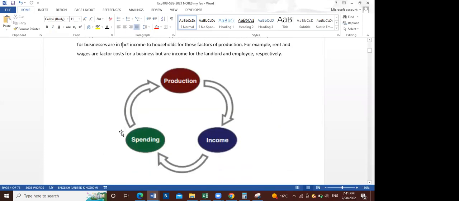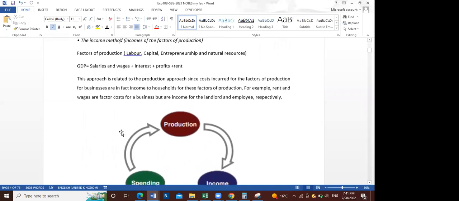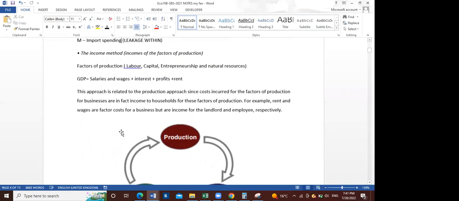Then we have lastly the income method. So for the income method, we looked at the production method where the firms are producing and value is added at each stage of production. We looked at the other side, where the participants were spending on the goods and services within the economy, and we get the value of GDP because the participants are consuming the goods and services within the economy. Now we want to look at the income method.